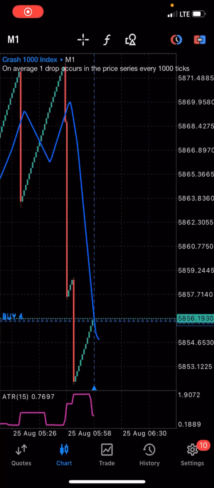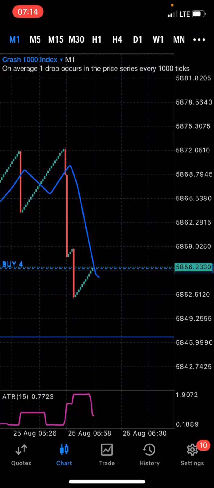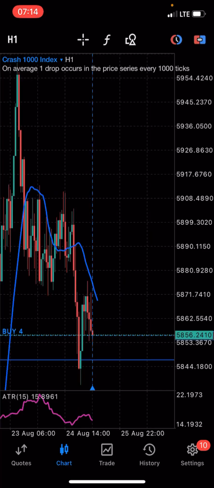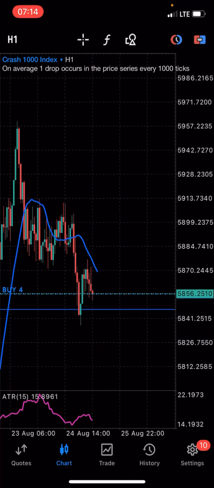Okay, guys. Sorry, I don't know what happened there, but as I said earlier, we're going to be scalping the Crash 1000, and we are looking at getting at least 10 candlesticks before we leave the market.